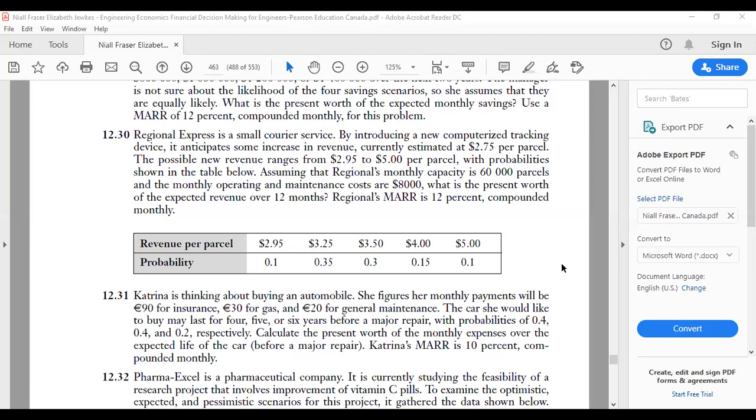So can you guys try the question? And then we will work it together. It's similar to the one we did before, except now we are calculating the expected value of the revenue per parcel. So we'd calculate the expected value of the revenue per parcel and use that expected value to help us in our calculations of the present worth. All right, so I'll give you guys 5 minutes.